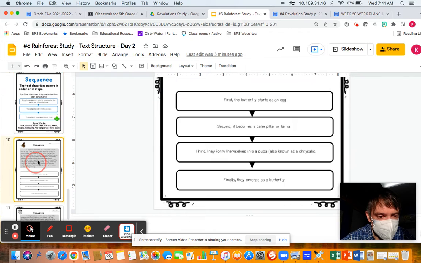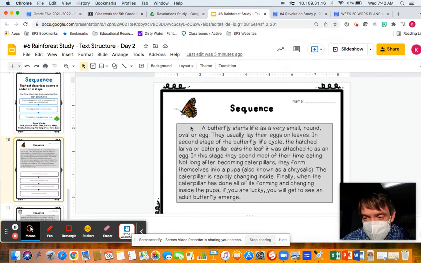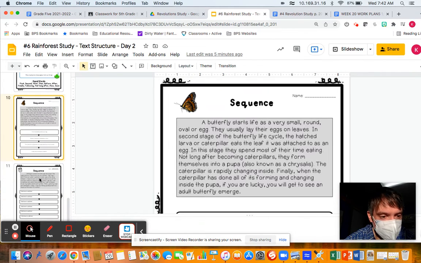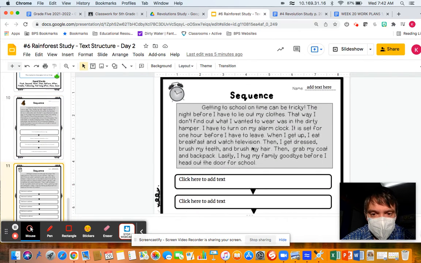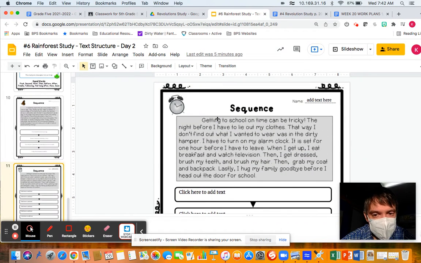Okay, and here's a sample where it talks about the sequence of a butterfly going from an egg through the whole life cycle and becoming the butterfly. You're going to be working on this, but similar about getting to school on time. So this is this part where we're supposed to have information about getting to school. Okay, not long, but some important information to put in.